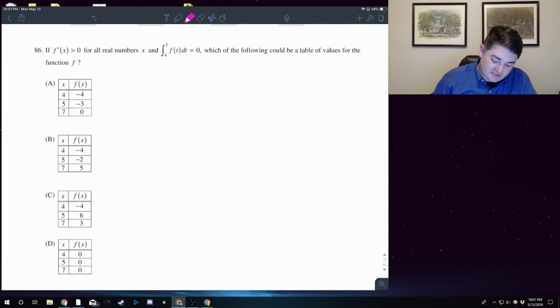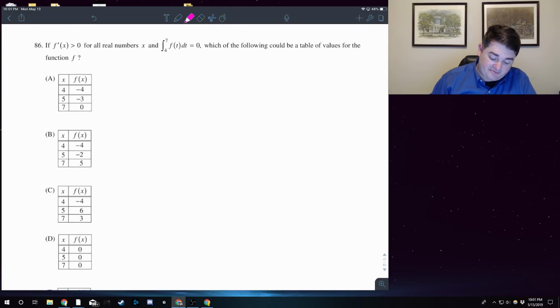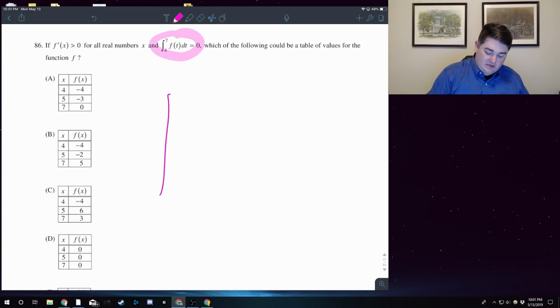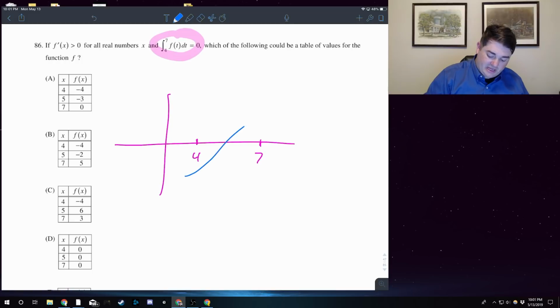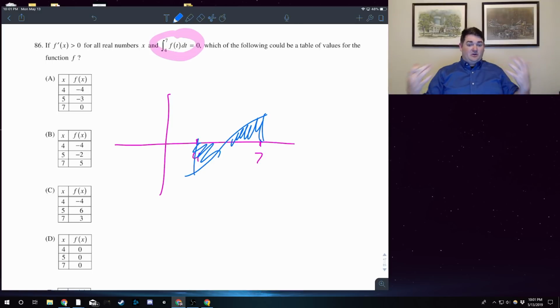Not too interesting. 86, f prime is positive, so it has to be an increasing function, and the integral from 4 to 7 is 0. I do like this problem. If you have an increasing function and the integral from 4 to 7 is 0, what does that mean? It means from 4 to 7, my graph has to cross from negative into positive so that those areas will cancel out. Because if it's an increasing function, that's the only way to get an area of 0.